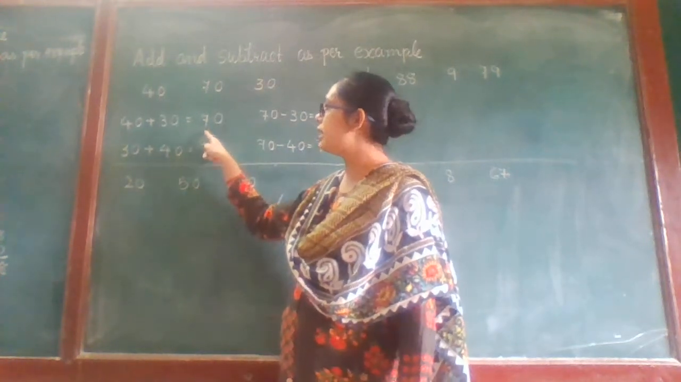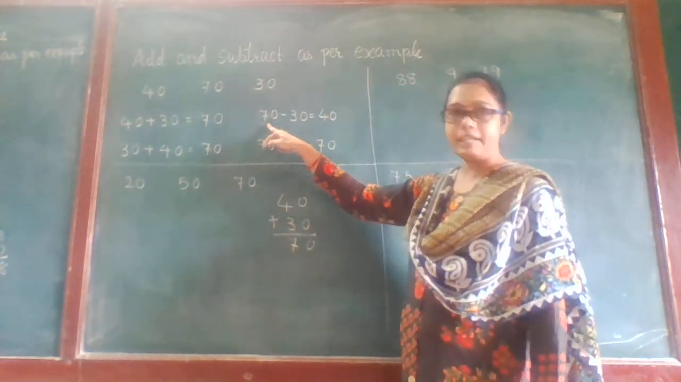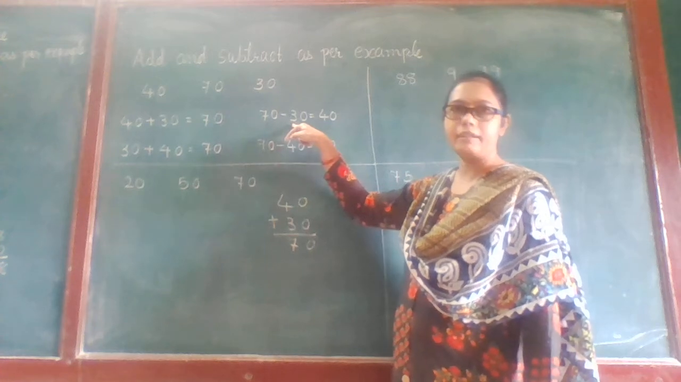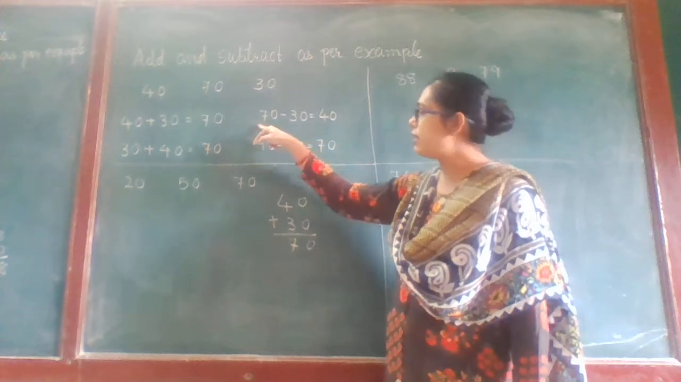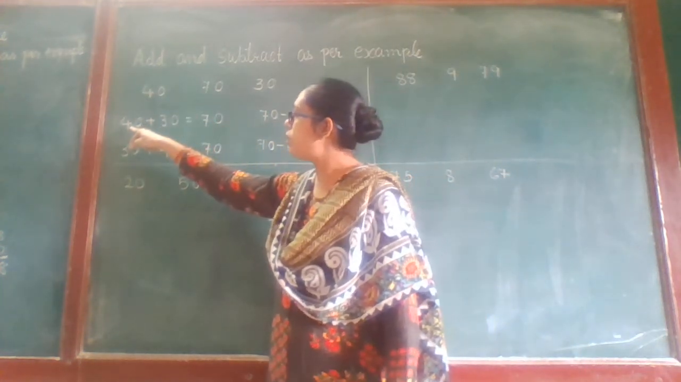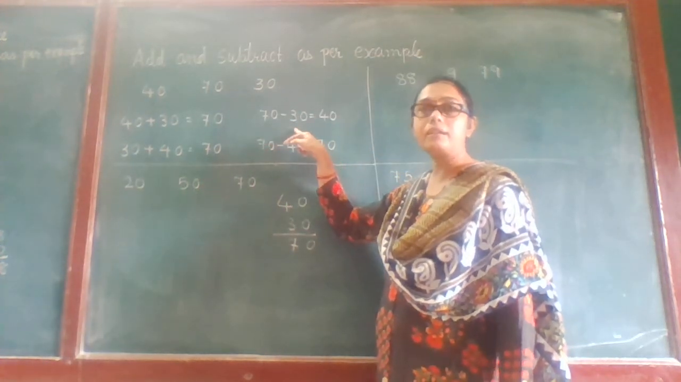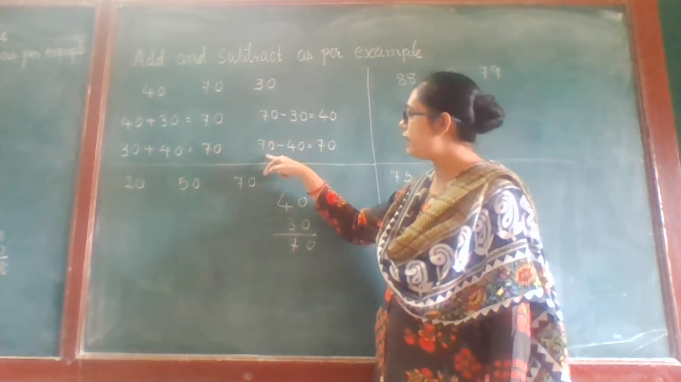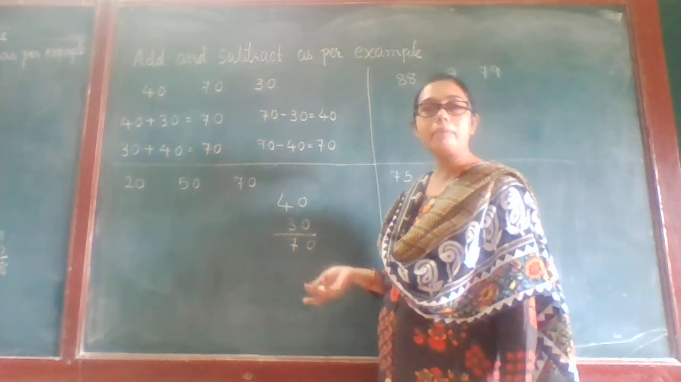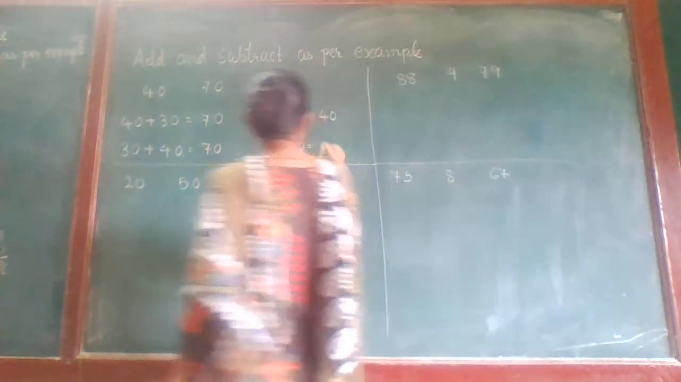So 30 plus 40 is also 70. So in 70 we have 40 and 30. Now from 70 we subtract 30. So what remains? 40 remains. Okay? 70 is the addition of 40 plus 30, and from 70 we cut 30, we get 40. And in the same way, from 70 we subtract 40, what remains? 70 minus 40, we get 30.